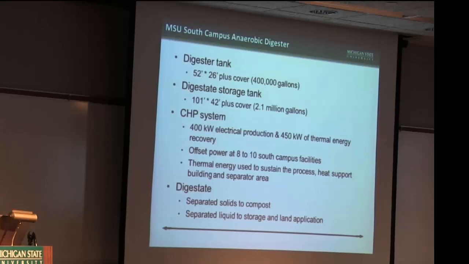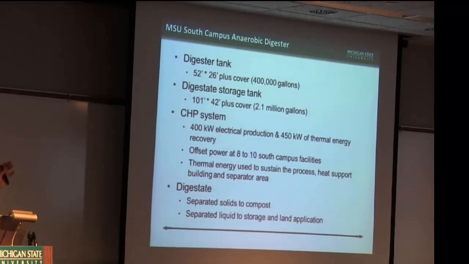We also, because when we built this, drastically changed how the dairy farm manages their manure. What we did is we abandoned all of the underfloor storages at the MSU dairy and replaced it with one large 2.1 million gallon storage tank. This is done to comply with EPA, with the NPDES permitting process that there is in the state.